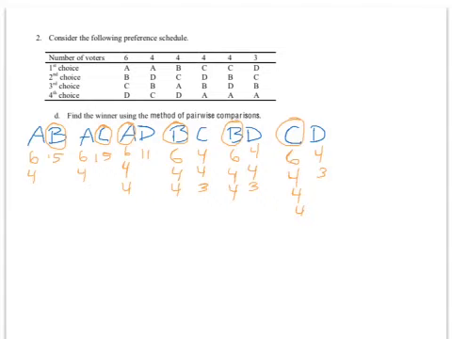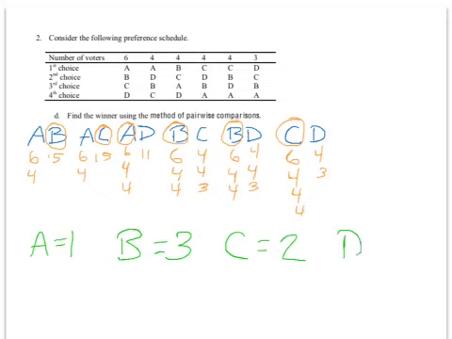Now I have to count up how many head-to-head matchups each candidate won. So A won 1 of their matchups, just the matchup with A against D. B won 1, 2, 3. B won all 3 of their matchups. B won against A, B won against C, and B won against D. C won 2 matchups, the one against A and the one against D. And then D won 0 matchups. D did not win any.